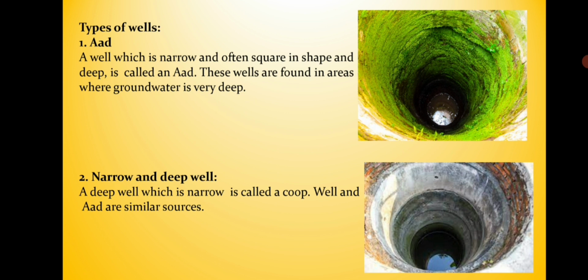Next, second, narrow and deep well. A deep well which is narrow is called a coop. It is not square in shape, but it is similar to an ad. The sources are similar to an ad.